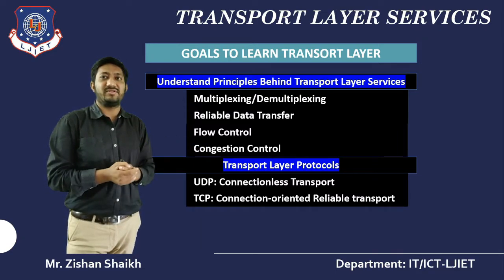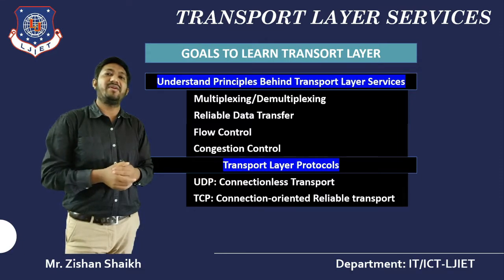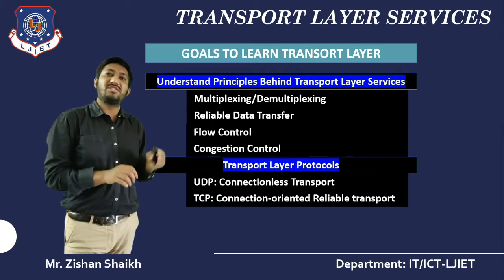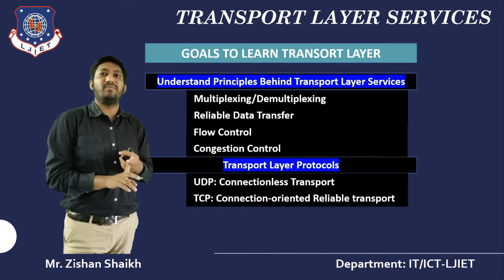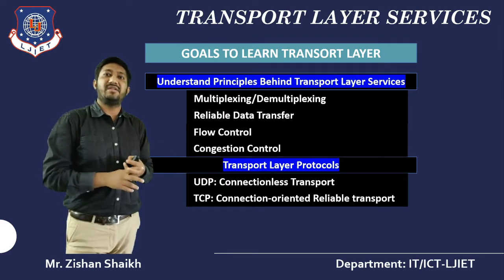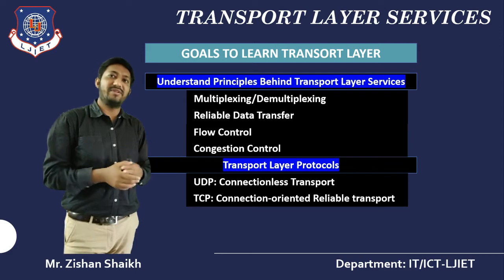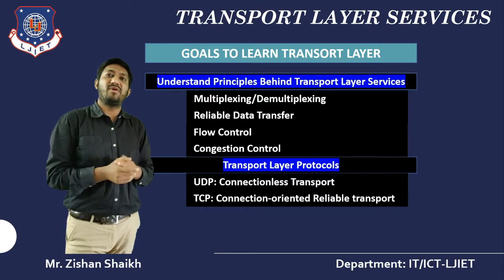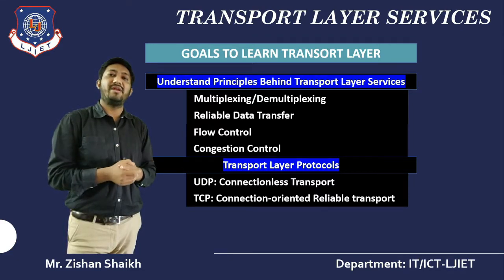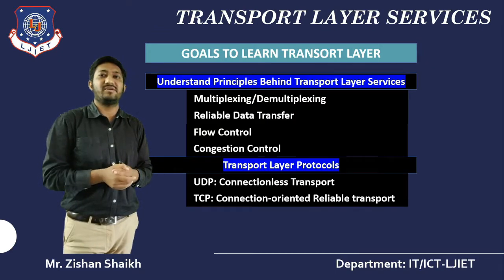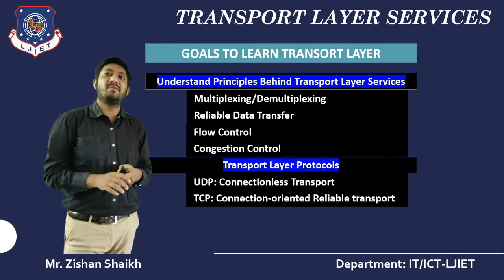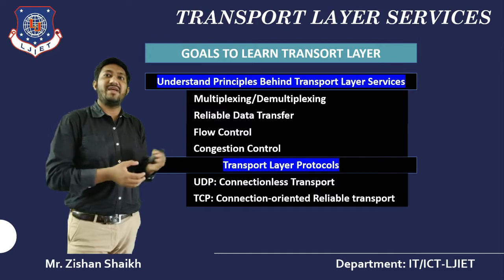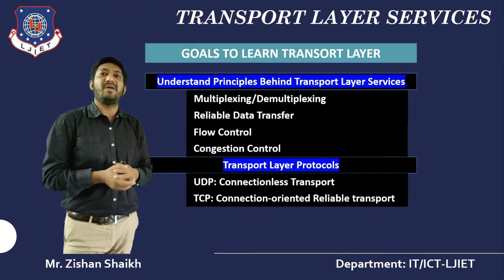Next are the protocols. Each and every layer of our TCP/IP model works on some standard protocols. Our transport layer basically uses two protocols: UDP, which stands for User Datagram Protocol, and which provides connectionless services, and the next one is TCP, which stands for Transmission Control Protocol, and it is used for connection oriented services. We will understand both protocols with their packet formats. So these are the basic terminologies and the services provided by our transport layer.